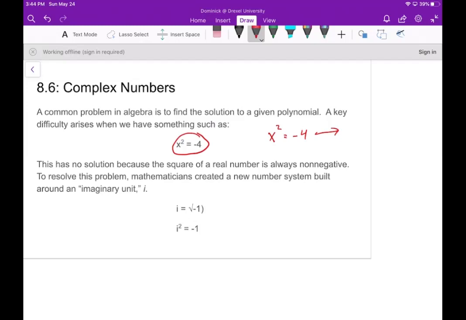Now, to get around this problem, mathematicians created a new number system. It's built around the idea that if we allow a square root to have a negative inside of it, then we can get an entire new branch of different results. And it's all going to revolve around this imaginary unit i, which is the square root of -1. And of course, if you square it, you get -1, which under normal operations would be ridiculous. But if we allow this to be true, then we can get around that.